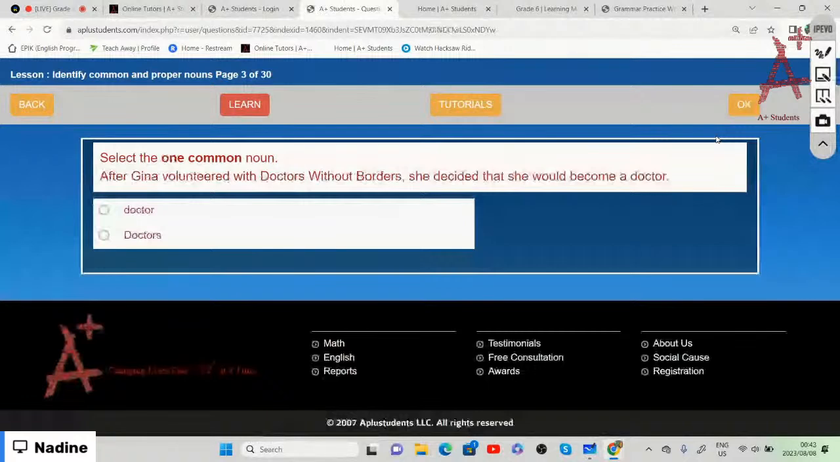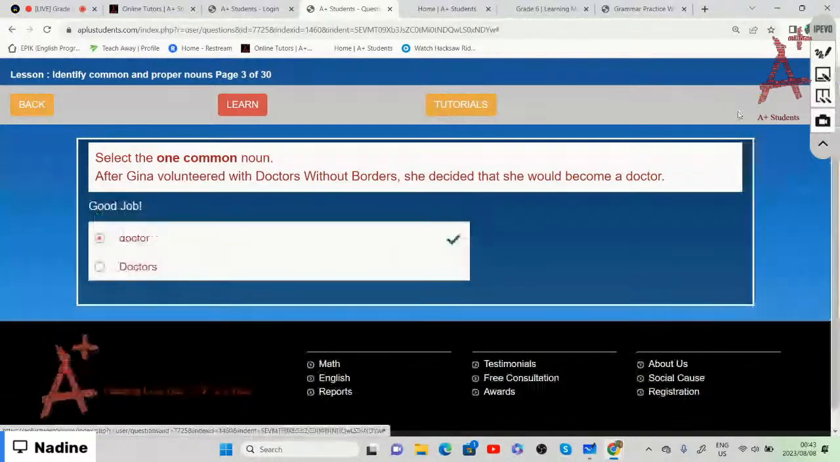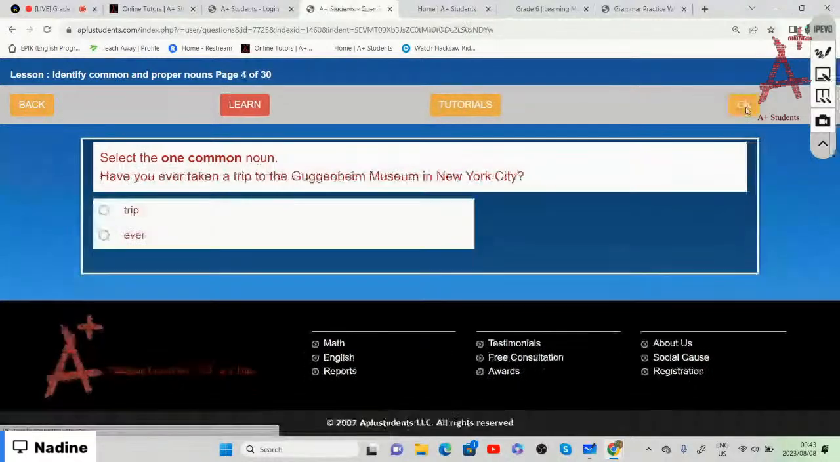Is it doctor, which is the first option, or is it Doctors with a capital letter, for Doctors Without Borders? All right, so if we choose the common noun within that sentence, it will be doctor, like becoming a doctor, not capitalized. Remember, we capitalize a proper noun, not a common noun, unless the common noun is at the beginning of the sentence.